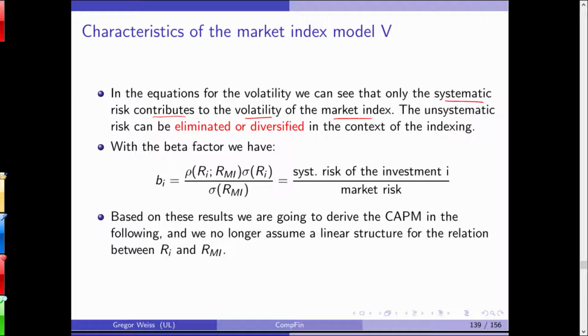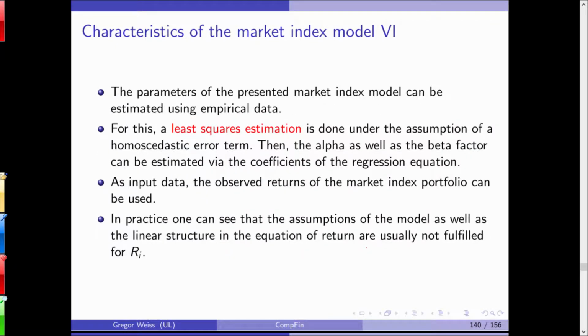And with the beta factor, we can see that systematic risk, or the beta factor, is given by the systematic risk of the investment divided by the market risk. And based on these results, we're now going to derive the capital asset pricing model. We no longer assume a linear structure between RI and RM. We don't need this, but usually in regression analyses, we take just a linear structure. You can estimate the parameters of the market model using empirical data and regression analysis. Then the alpha as well as the beta factor are the coefficients estimated from your regression analysis.